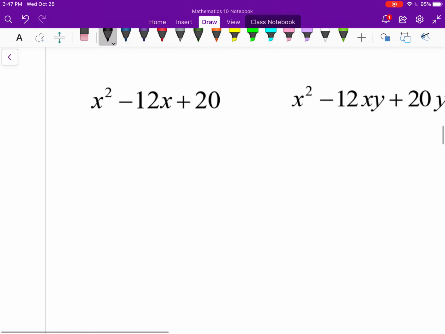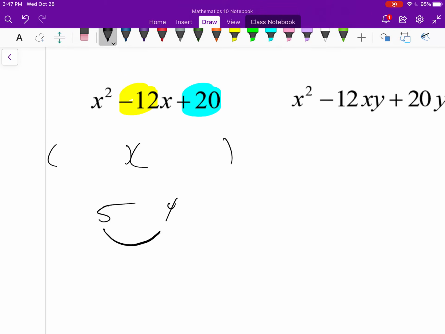All right, so next, x squared minus 12x plus 20. I need to think of two numbers that multiply to 20 and add to negative 12. Well, when I first think of what numbers multiply to 20, I first think of 5 and 4. Unfortunately, I can see there's no way I can make 5 and 4 add to 12. So let's think of something else.